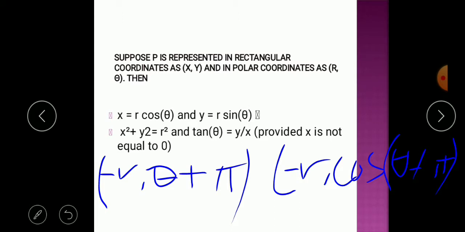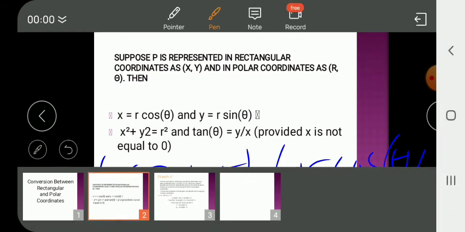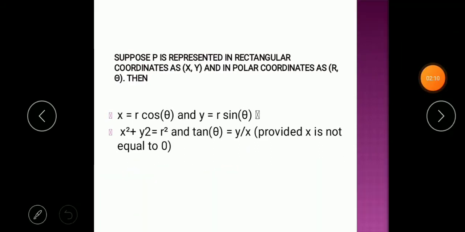Moreover, x squared plus y squared is equal to negative r squared, which is equal to r squared, and y over x is equal to tan of theta plus pi, which is equal to tan theta. So the theorem is true in this case too.